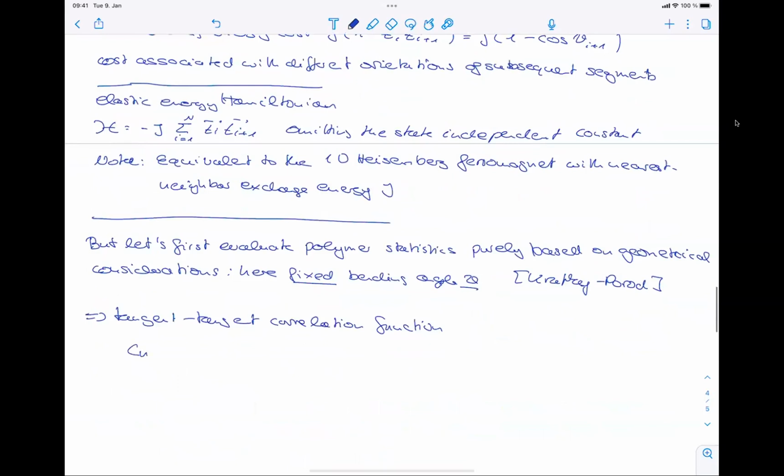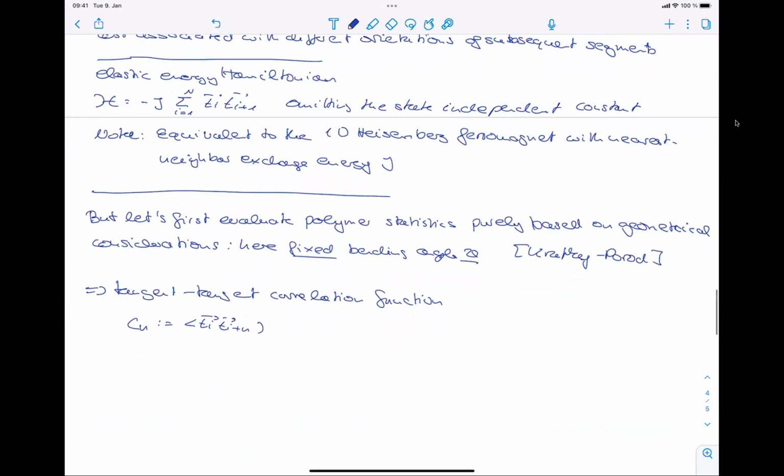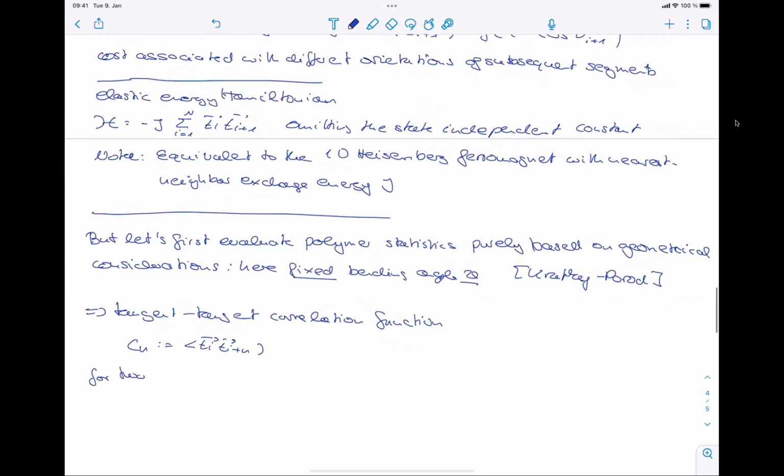Which we define as Cn, which is Ti plus n. Okay, so let's start small. What can we say about two neighboring chain segments?